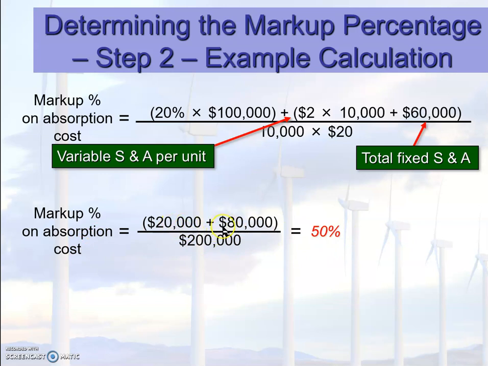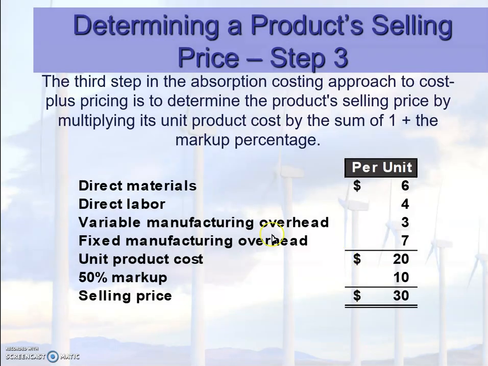20,000 plus 80,000. 20,000 is the return on investment multiplied with the investment, and this is the component of selling and administrative expenses. Then divide by the cost for the 10,000 units. So we have 50,000. Okay, that's the markup percentage in the second step. Okay, so the last step, because we at the end of the day will be interested with the selling price.